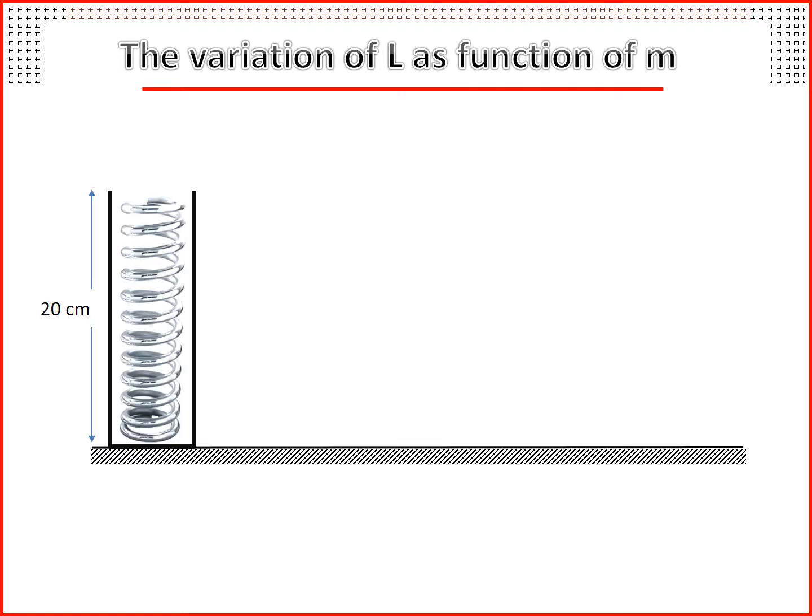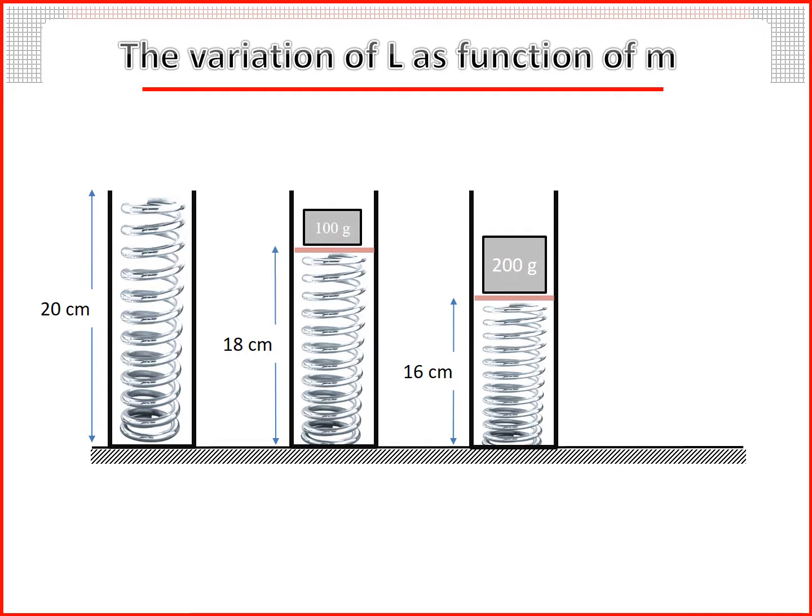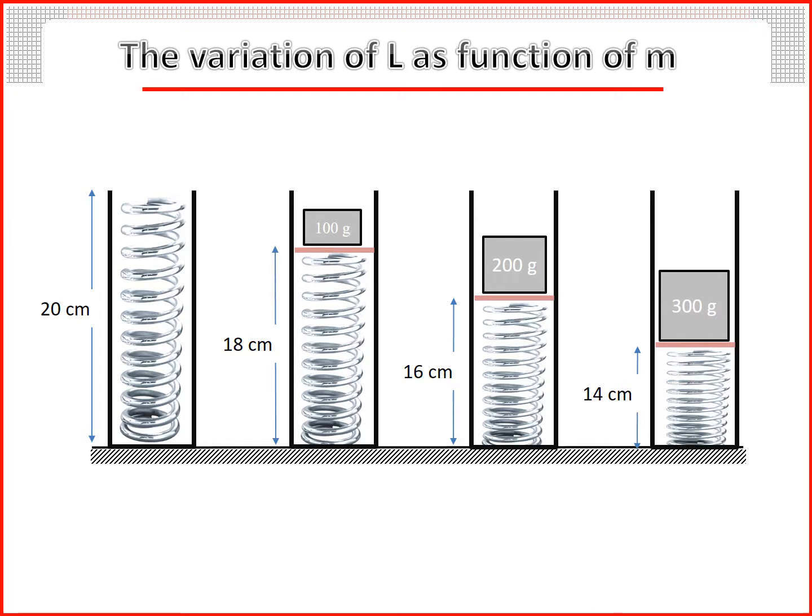The variation of the length as function of mass. The initial length of the spring is 20 centimeter. If we place a load of mass 100 gram on the spring, then the length of the spring decreases and becomes 18 centimeter. If we increase the mass to 200, the length becomes 16 centimeter. If we increase the mass to 300, then the length becomes 14 centimeter.